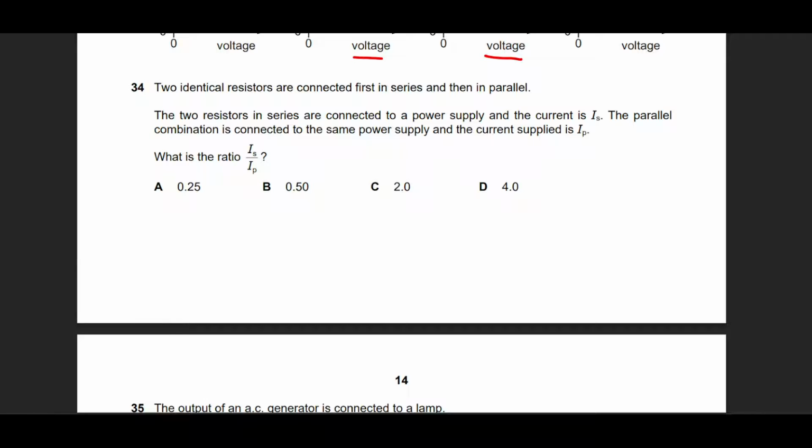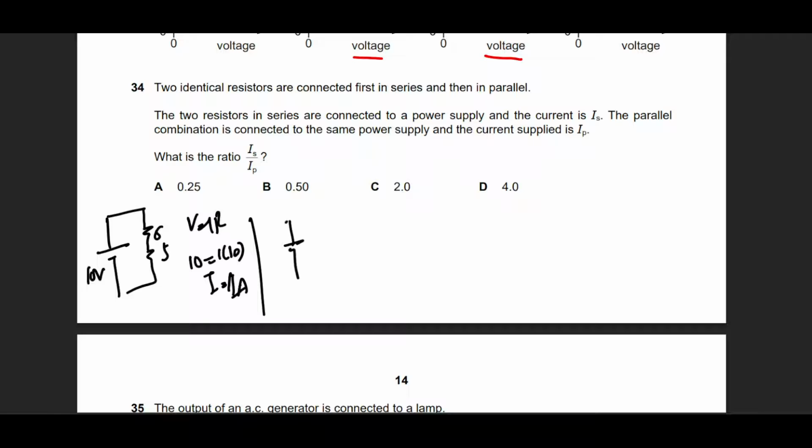So let's make that hypothetical question. What if we had 2 resistors in series to each other? Let's say this is 5 ohms, and the battery is 10 volts. I can clearly see that when I apply V equals IR, the voltage is 10, the resistance is 10, the current is going to be 1 ampere in series.